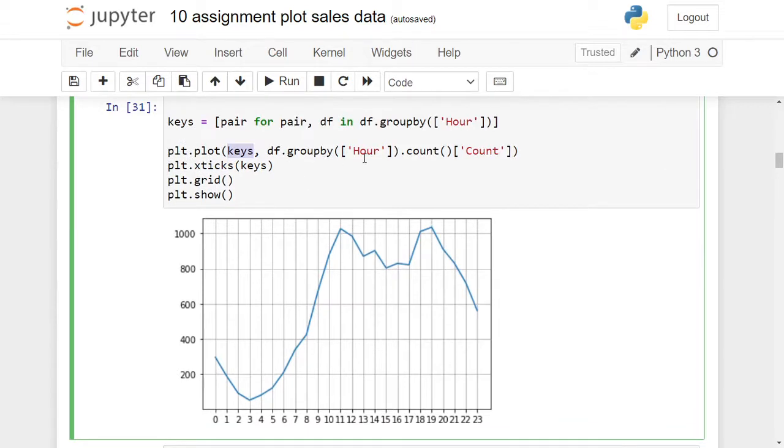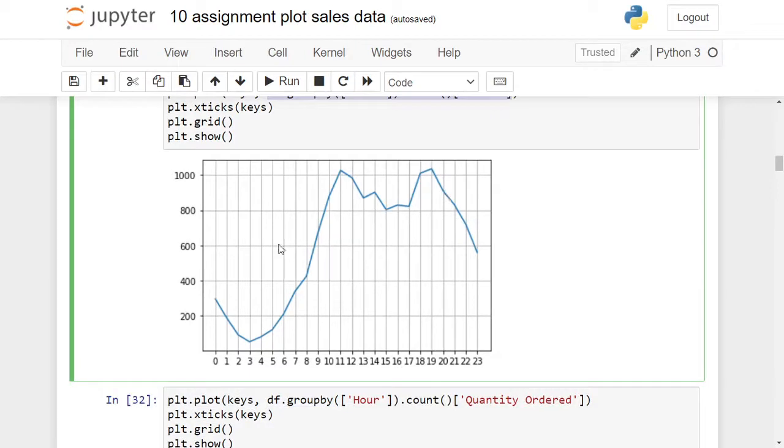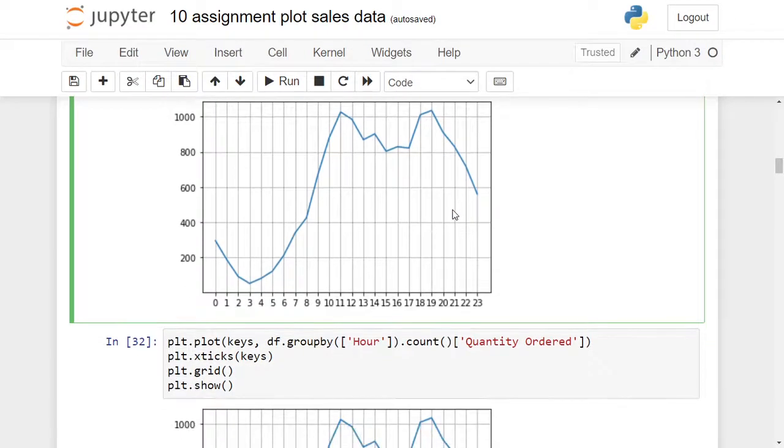We're going to plot the hours, the count of the hours. That means the occurrences of those times the purchases happened, and then we'll be able to print it with x ticks as the keys. So that basically means at what time of day we have that many purchases. That's the count, and that answers the first question.